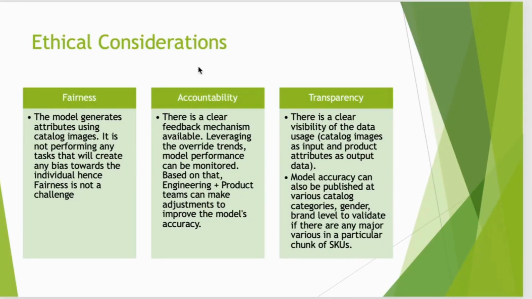In terms of transparency, there's clear visibility of data since we are clearly showcasing the input and the output, which are the product images and the product attribute options being generated. Model accuracy can also be published at various cuts, which could showcase that for a particular category the model is performing well, and for a particular category the model is not performing well. The product team would leverage that data, improve the model, train it further, or maybe tweak the model algorithms along with engineering to improve such categories. But for everything else where the model works well, we can let it run as is.